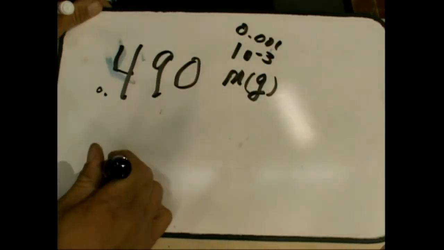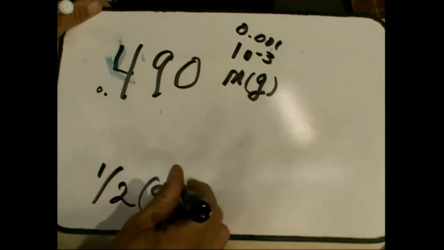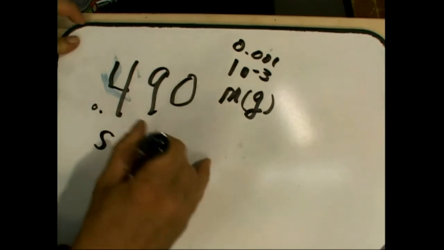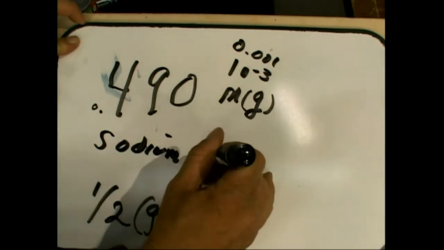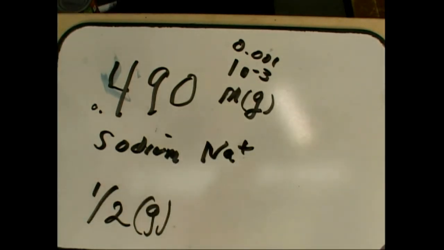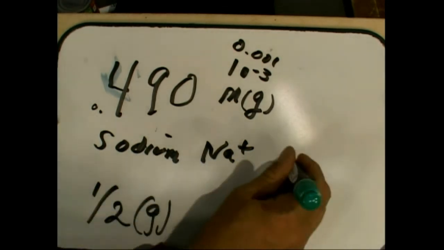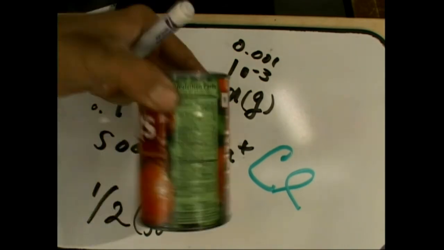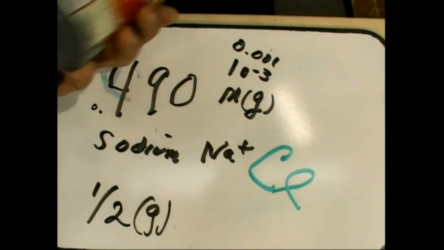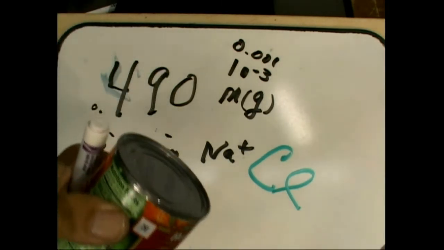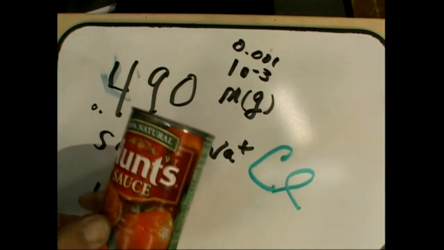So for common folks, we'll say a half a gram of sodium now, okay? Sodium is technically the ion of what? NaCl. Cl is a lot bigger, okay? Check this out. If there's a half a gram of sodium in this can, you would have to multiply it by the number of servings, the number 7. This will feed 7 servings.